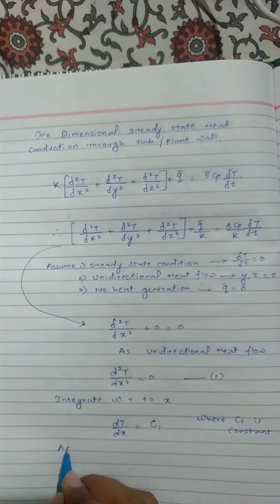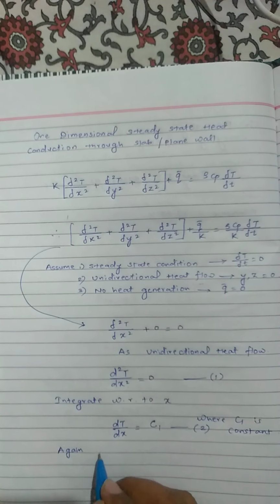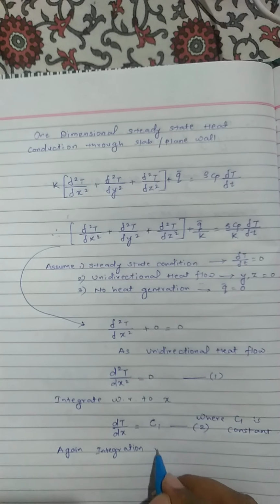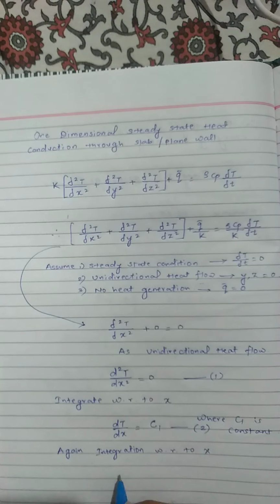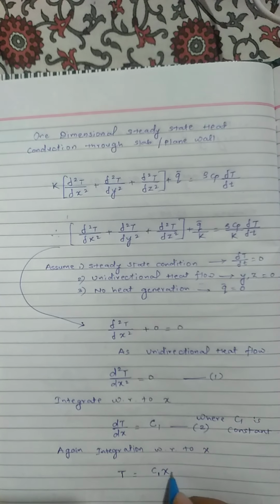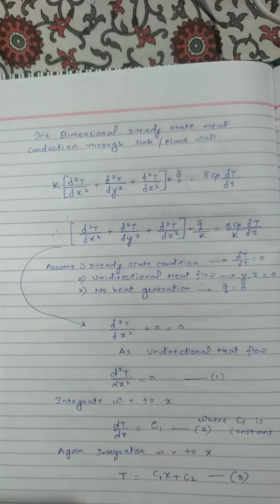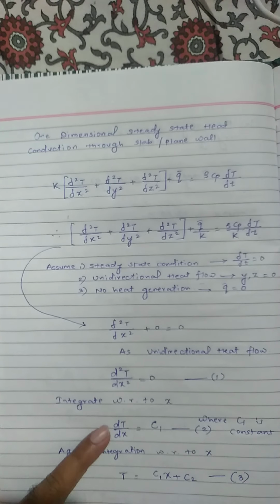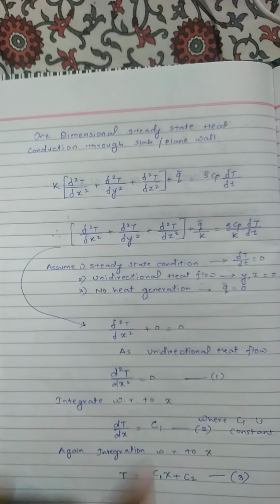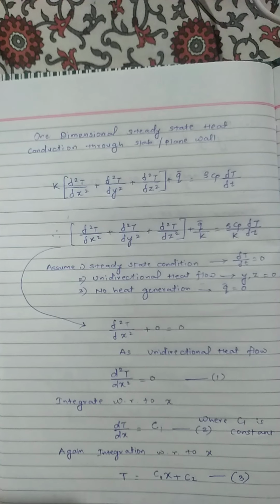Here I will mark this as the second equation. Again integrating with respect to x, we have T equal to C1x plus C2. I will mark this as the third equation. If I integrate dT by dx, I will get T. If I integrate C1 with respect to x, I will get C1x plus C2. So I have marked this as the third equation.